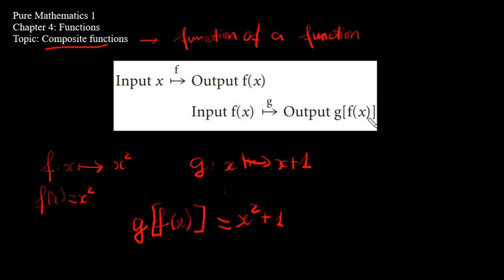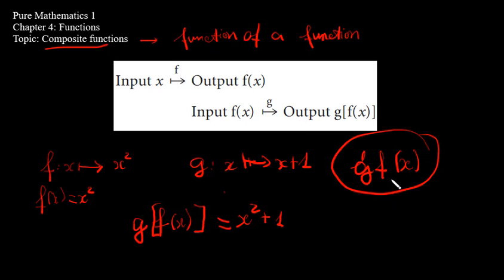You can see f(x) is a function, and g of f(x) is the function of a function. We don't have to write it in this form. We can say gf(x). We don't need to include the square brackets here. This one is preferred, so don't worry about the square brackets. Just use gf(x).